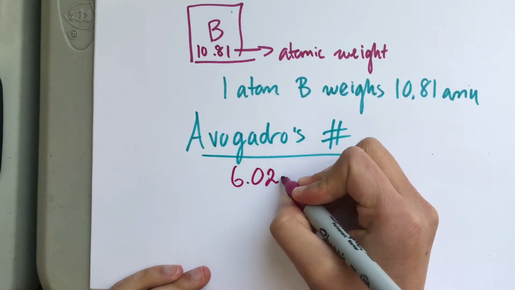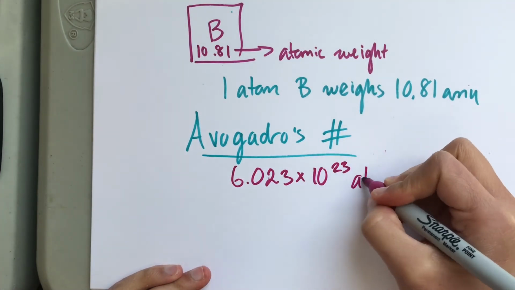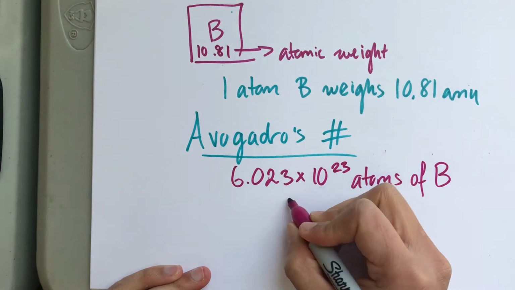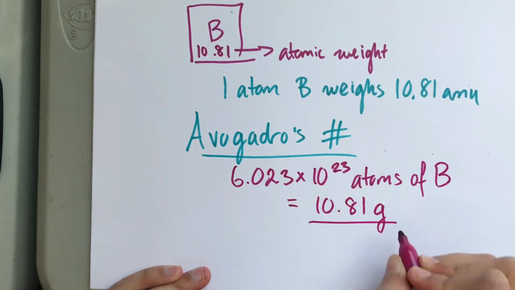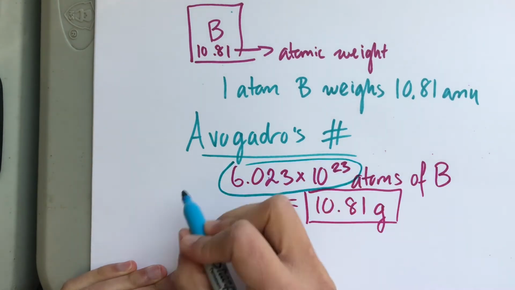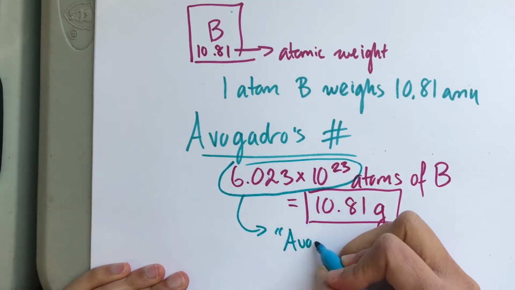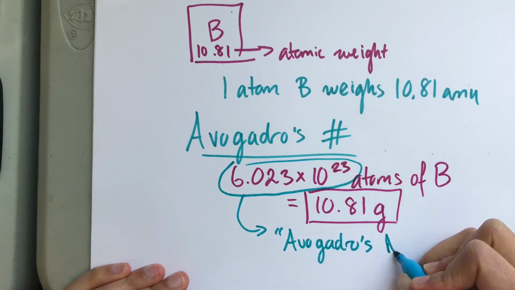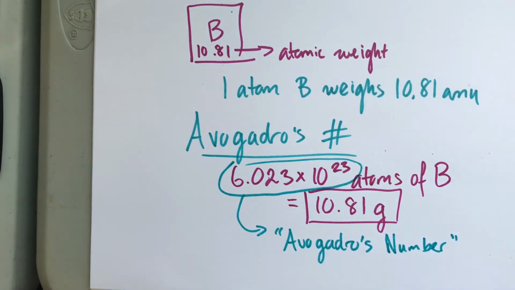If we take 6.023 times 10 to the 23rd atoms of boron, that many atoms of boron would weigh 10.81 grams. That number, 6.023 times 10 to the 23rd, you should memorize. This is called Avogadro's number. It's a super huge number of things.